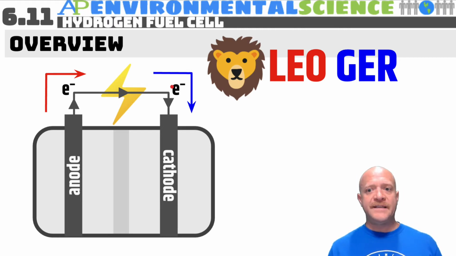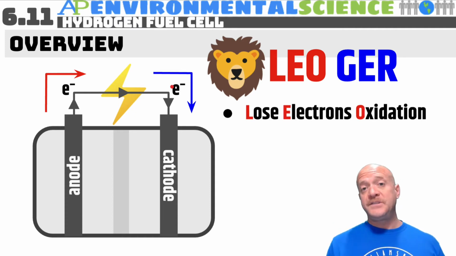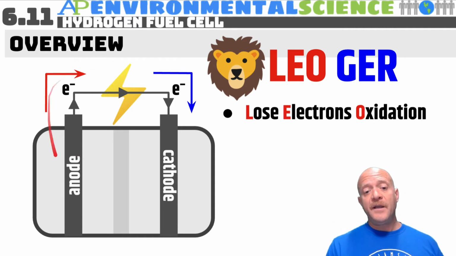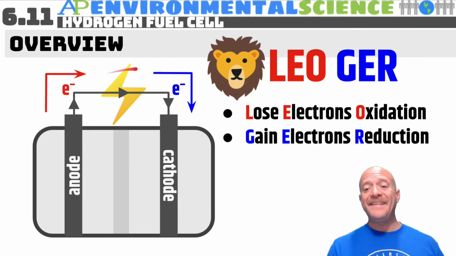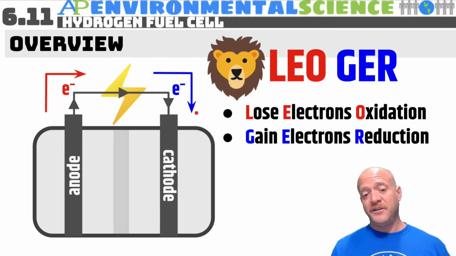Another thing you can say is LEO goes GER. Leo, a lion, would say GER, like they're roaring. Loss of electrons, or losing electrons, is oxidation. So this anode is losing electrons, and gaining electrons is reduction. The cathode is gaining the electrons. You can use these different acronyms. It will help you out. You will be responsible for understanding where the oxidation is occurring and where the reduction is occurring.